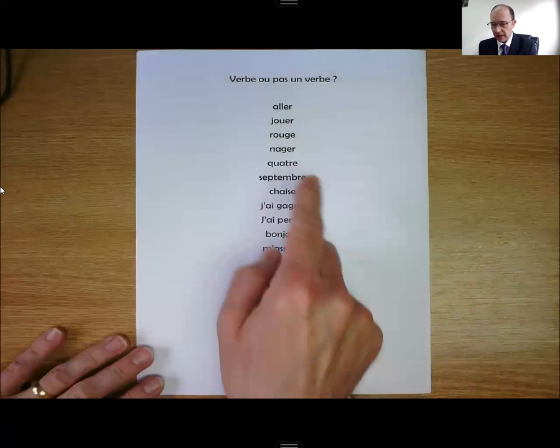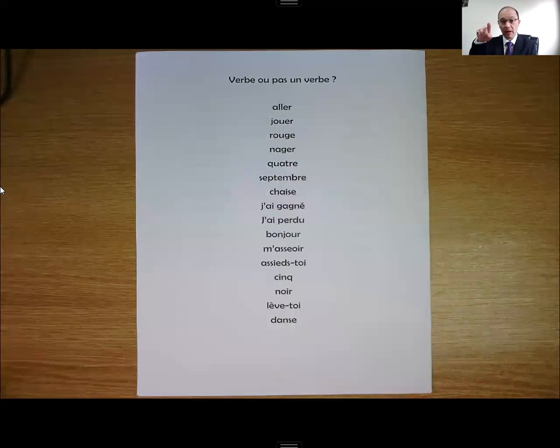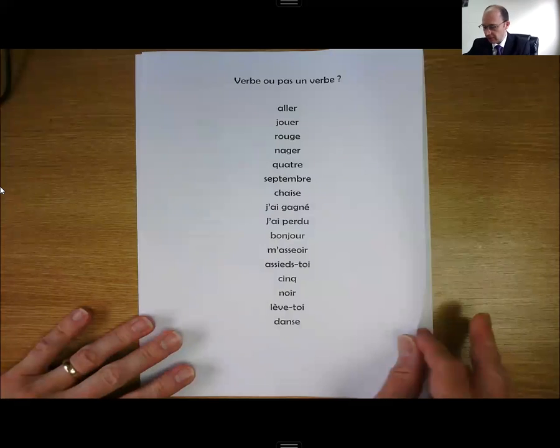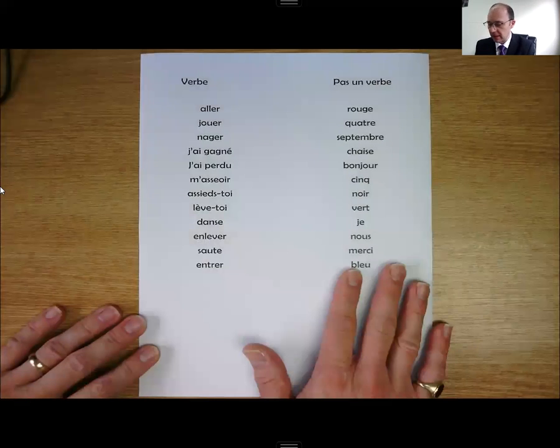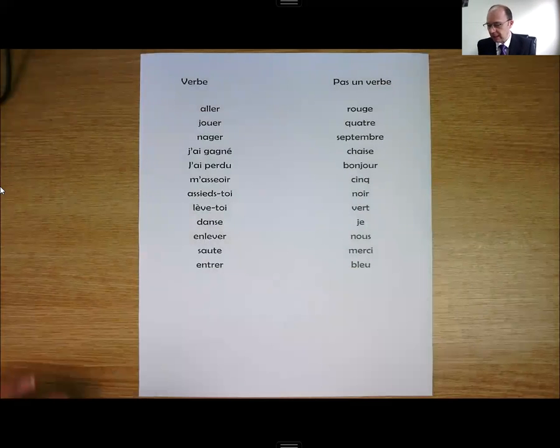And I would read these out randomly and they come back with verbe or pas un verbe. So quatre, pas un verbe. Chaise, pas un verbe. M'asseoir, verbe. And then when I put them into pairs, which is very, very shortly after, as soon as the idea is established, they need the answers. They always must have the answers when they're doing this sort of activity.